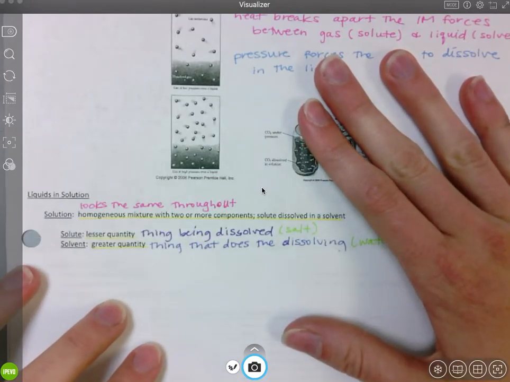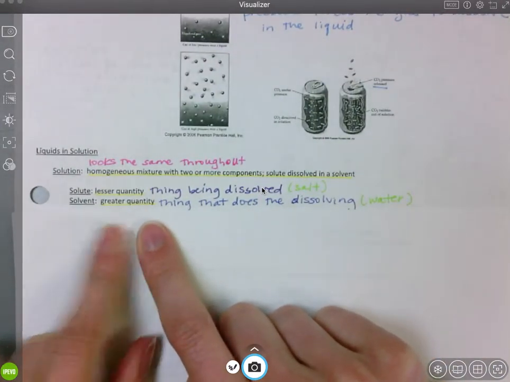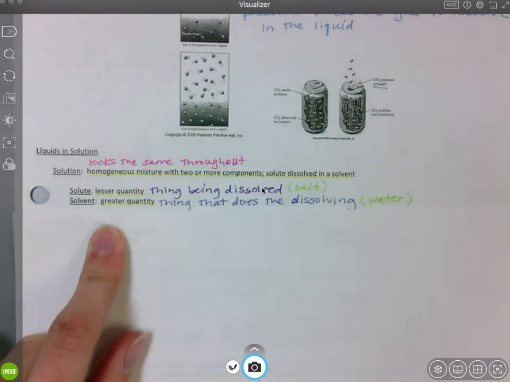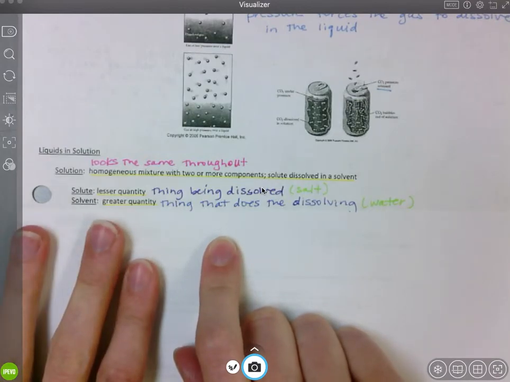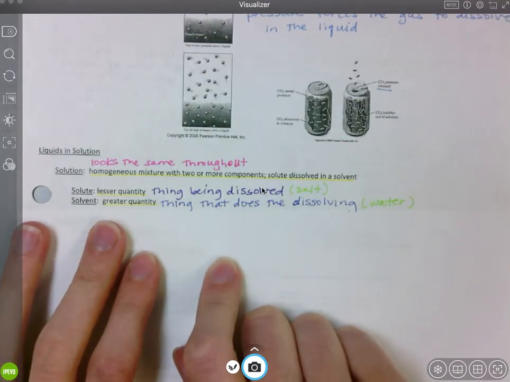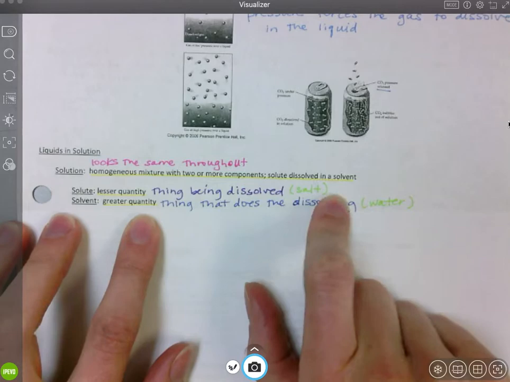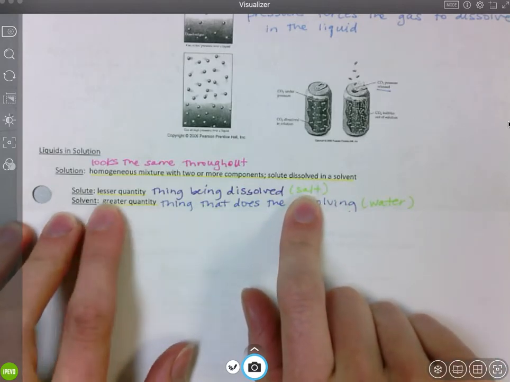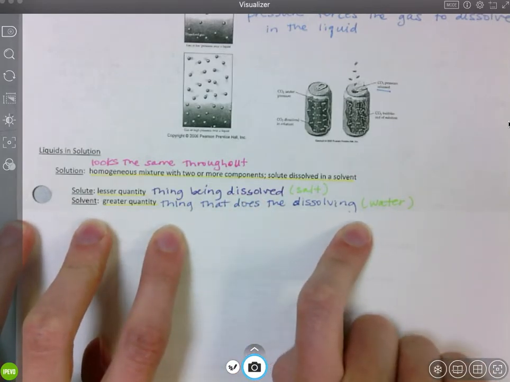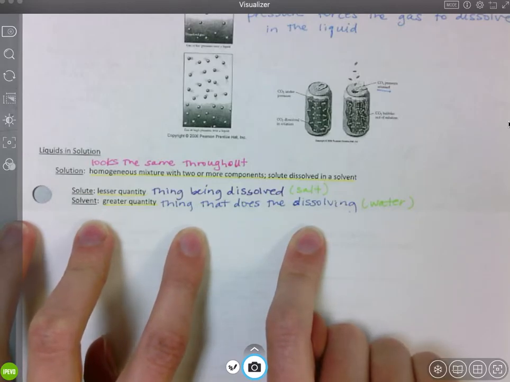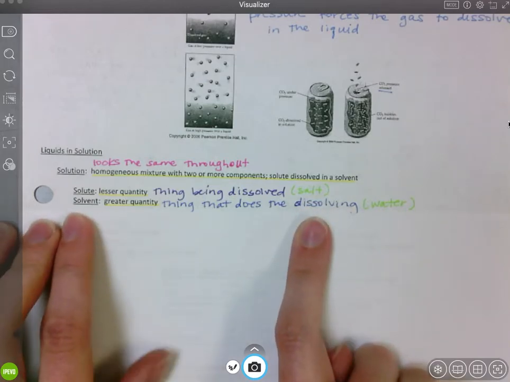Here we have our definitions of solute and solvent. So solute is going to be our lesser quantity, and our solvent is going to be our greater quantity of substances in our solutions. If we're dealing with a solid liquid solution, we can think about our solute as the thing being dissolved. So our example here is salt. If we're trying to make salt water, our salt is going to be our lesser quantity, and it's our thing being dissolved. Our solvent in that saltwater solution is the thing that does the dissolving. Water is dissolving our salt, and water is in our greater quantity, so that's going to be our solvent.